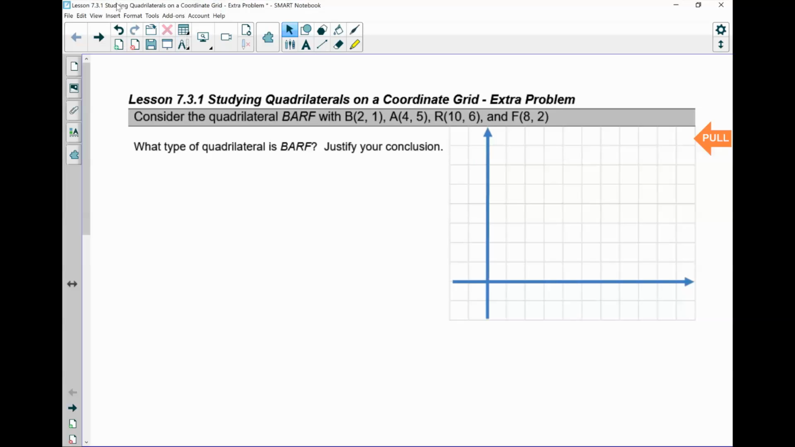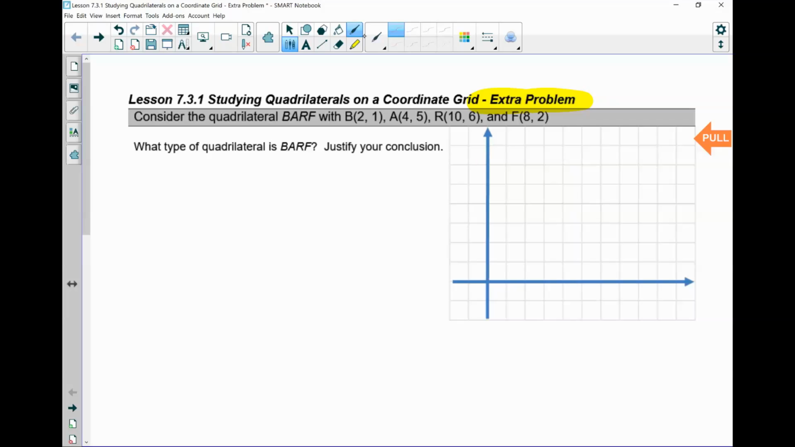All right, folks, let's take a look at lesson 7.3.1, studying quadrilaterals on a coordinate grid. This is an extra problem. As I promised at the end of the last video, I was going to do one extra problem where perhaps we would see a special quadrilateral. Okay, so let's go ahead and get started here.